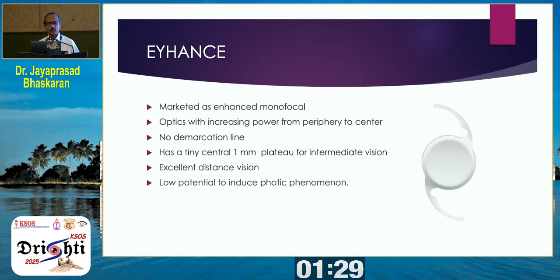iHands is marketed as an enhanced monofocal. It has an optic with increasing power from the periphery towards the center, but there is no demarcation line as in the classical definition of an EDOF lens, and it has a tiny central 1 millimeter plateau for intermediate distance. It gives excellent distance vision, as good as a monofocal lens, and has a low potential to induce photic phenomenon. Majority of my cases I use iHands and iHands alone.